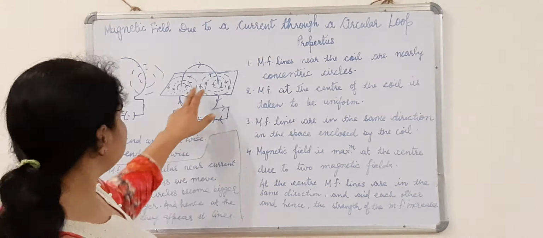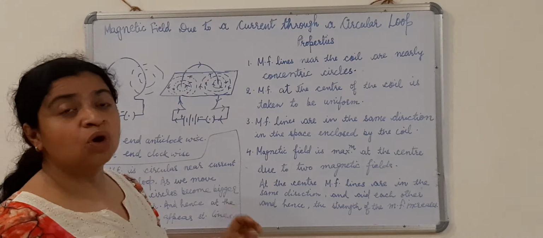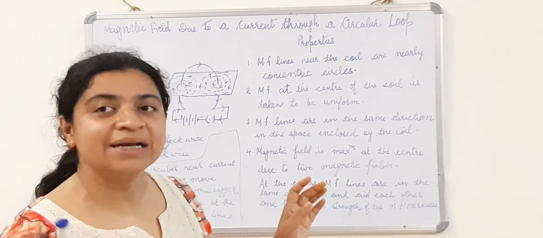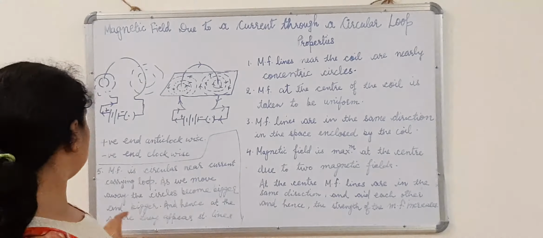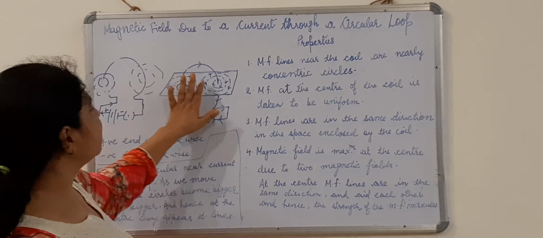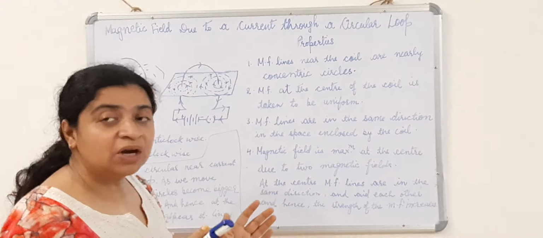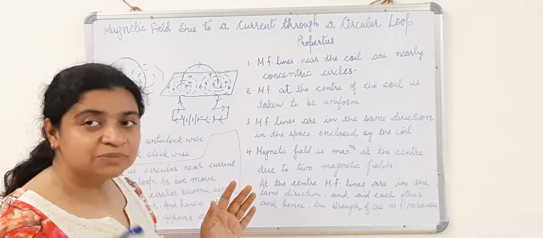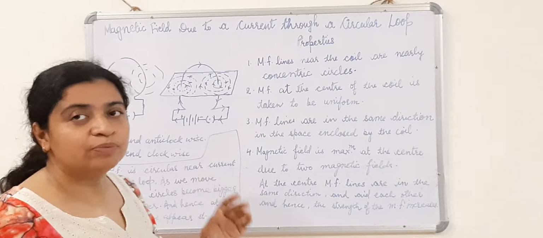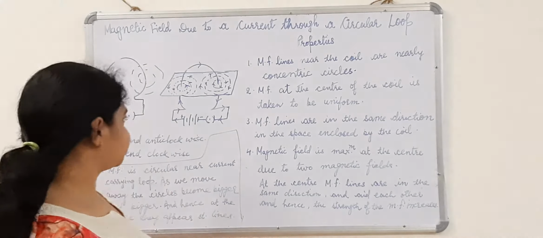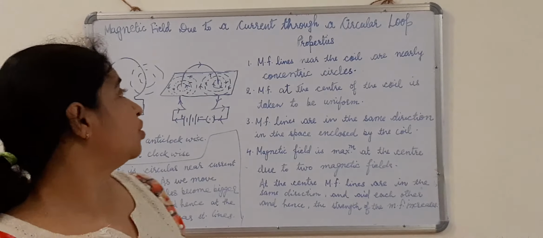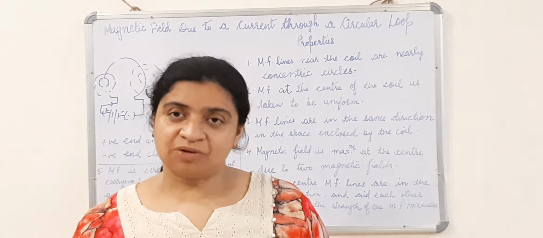Finally, when you reach this point, you will come to know the circle has become so big that at the center it appears like straight lines. So magnetic field is circular near the coil, and as we increase the distance from the coil, the circle gets bigger and bigger and the magnetic field lines appear to be straight lines. This is all about the magnetic field due to a current carrying circular loop.